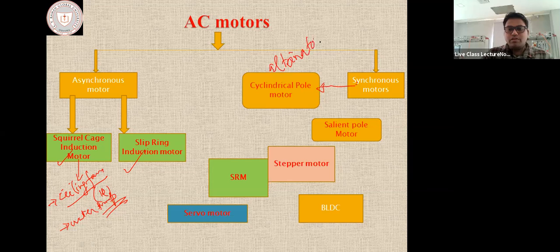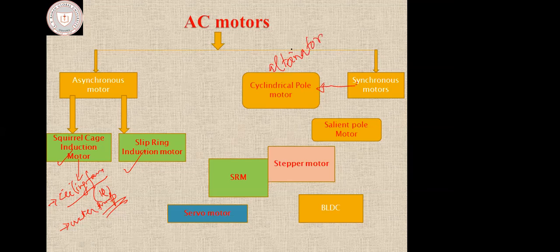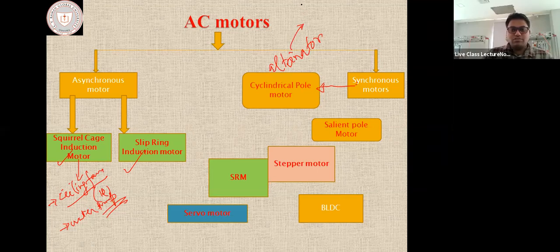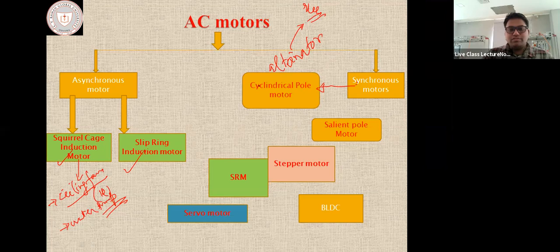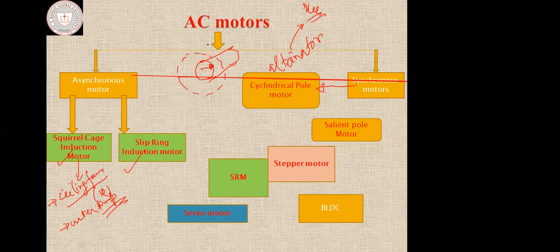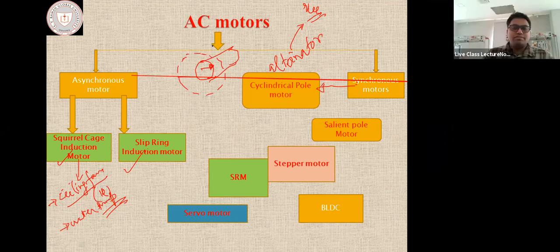I hope you know it. Yes, alternator. So the alternator is used in what? In association with the thermal power plants to produce electricity, right? And these are very high speed ones. Because of the high speed, the diameter has to be lower. If it is high speed and the diameter is very large, then what will happen? It will try to break out, right?